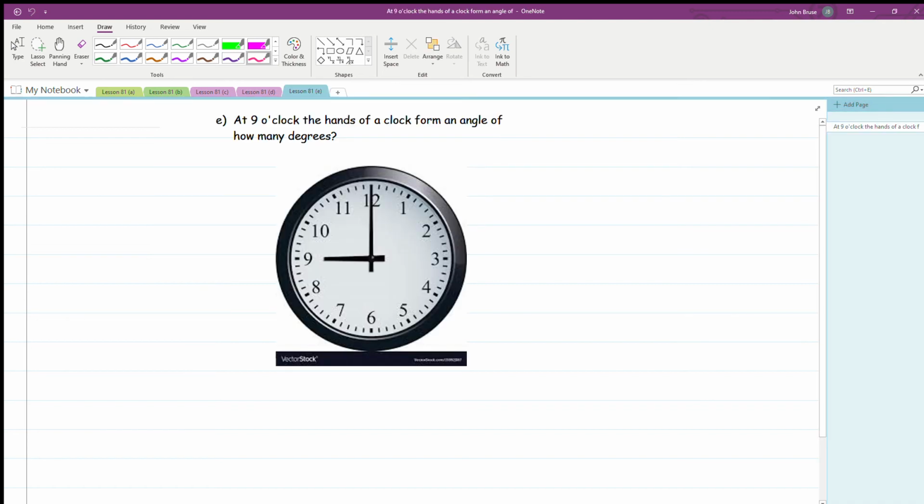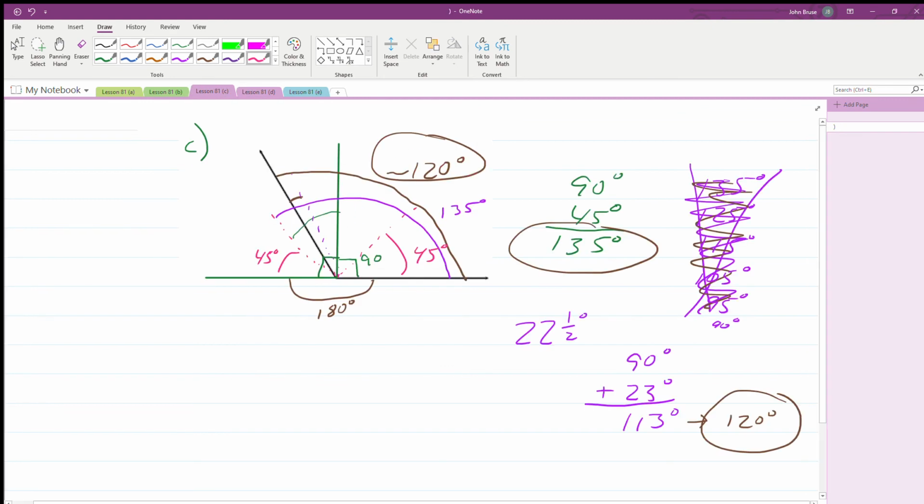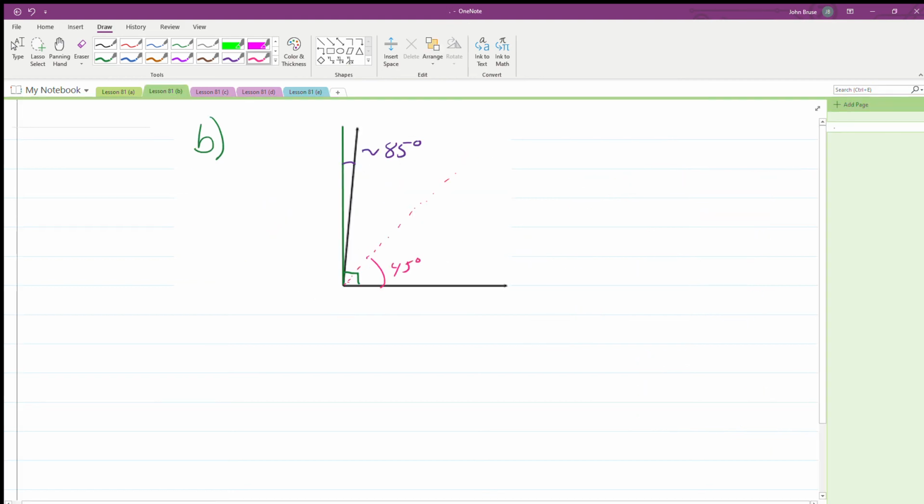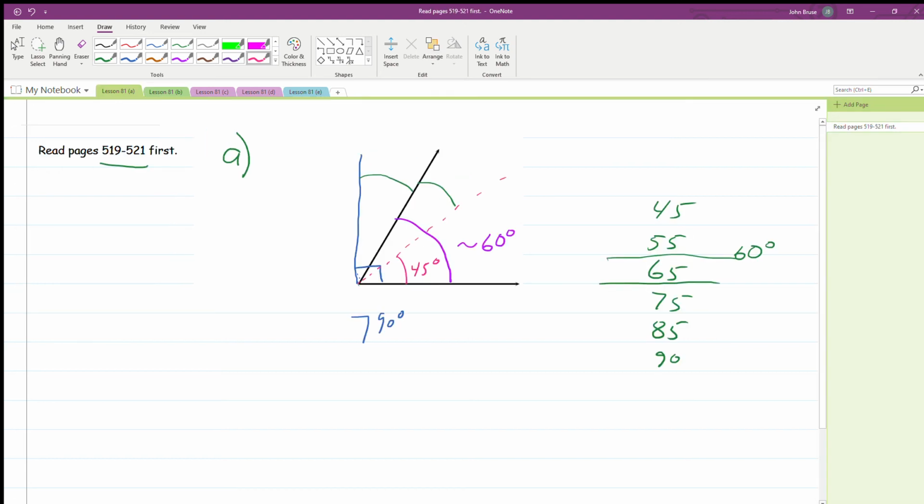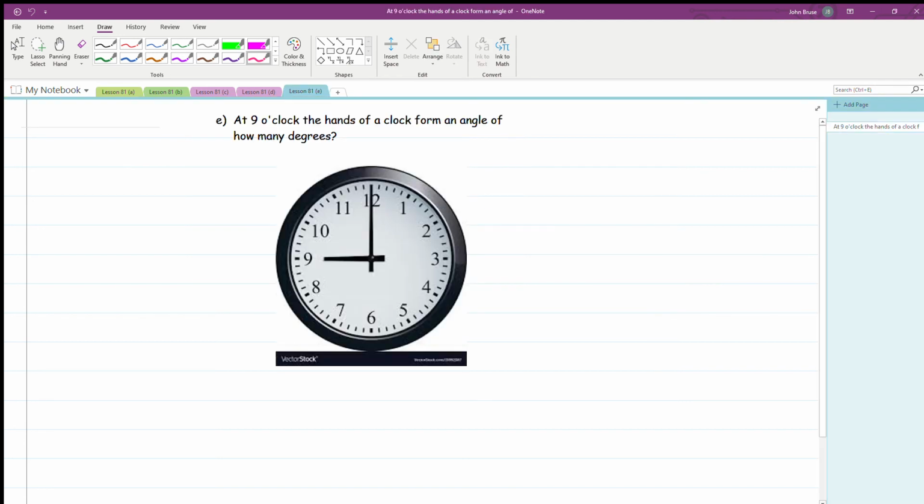Lesson 81, problem E. It says, at 9 o'clock, the hands of a clock form an angle of how many degrees? Well, we know from all of these that when it's perpendicular, I did one here, that was 90 degrees. Then we've got the 90 degrees here. When it's perpendicular, it's 90 degrees. And then on A, same deal. I didn't use a straight line there, but that is about 90 degrees. So when this line here and this line here are perpendicular, they're going to be 90 degrees.